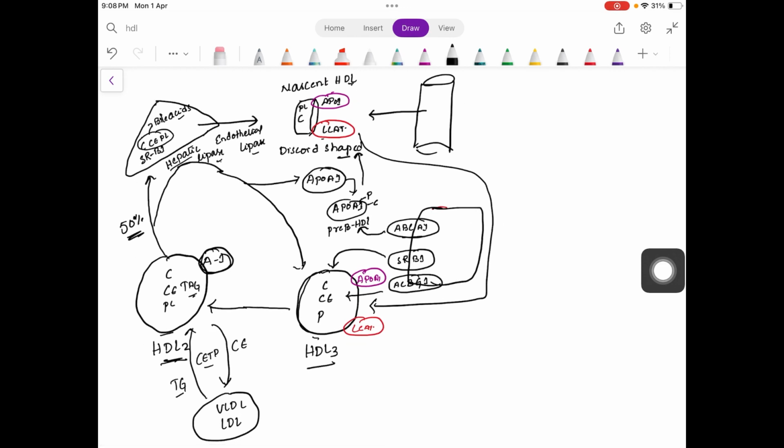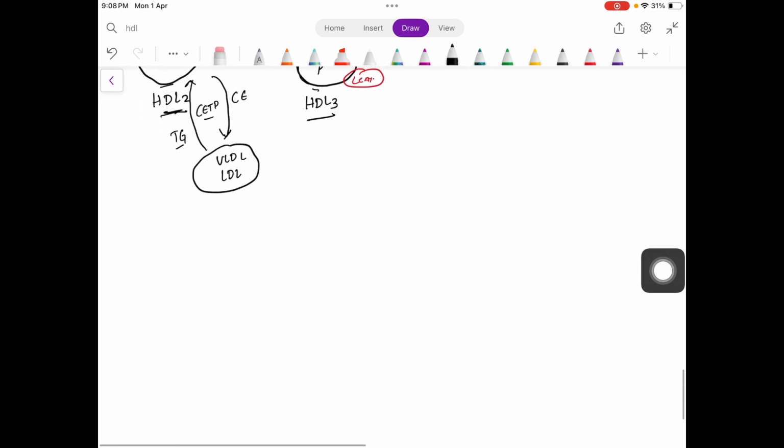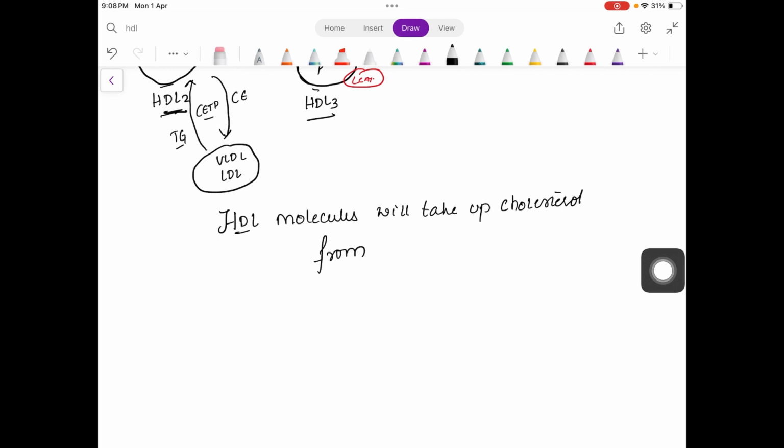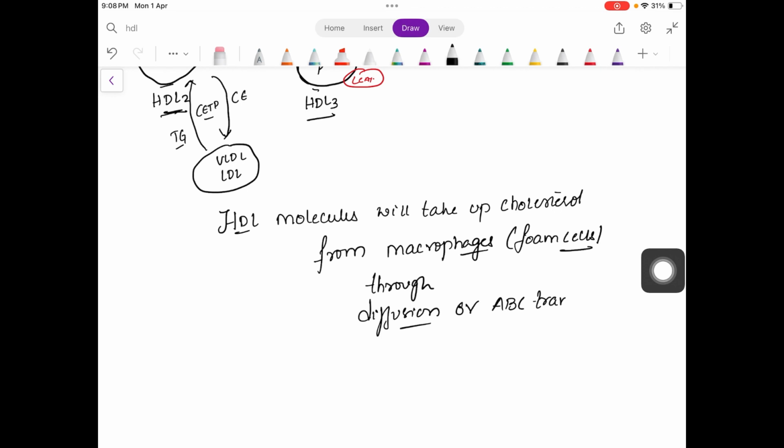This is how HDL metabolism will occur, and this HDL molecule will take up cholesterol from macrophages, that is foam cells, through diffusion, or they will use ABC transporters, and they will prevent atherosclerosis.